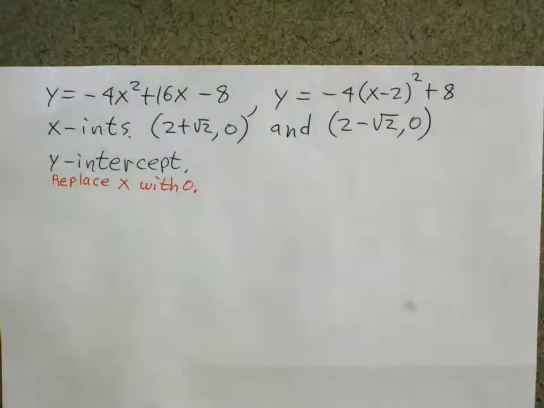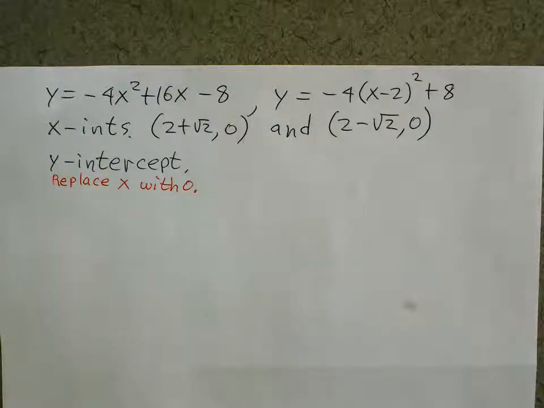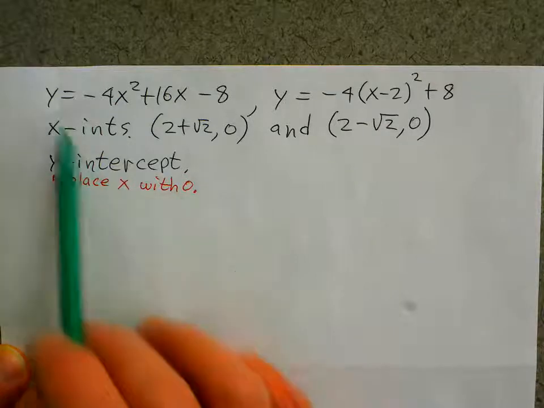Hey, so somebody online asks, when we find the y-intercept, why do we replace x with 0? It's the same concept that we used when we were finding the x-intercepts. When we found the x-intercepts, we replaced y with 0 and solved for x. To find the y-intercept, we replace x with 0 and solve for y.